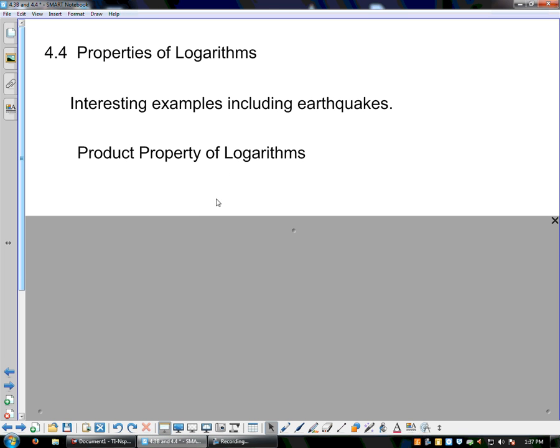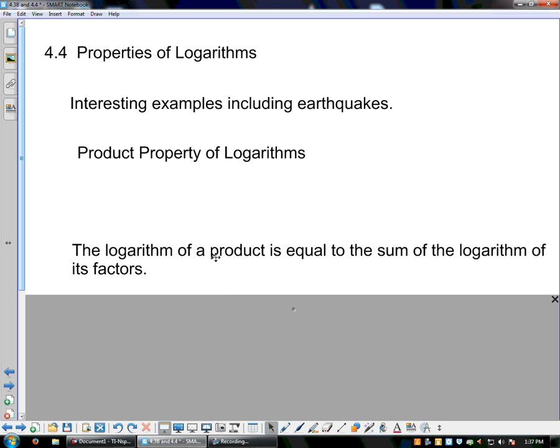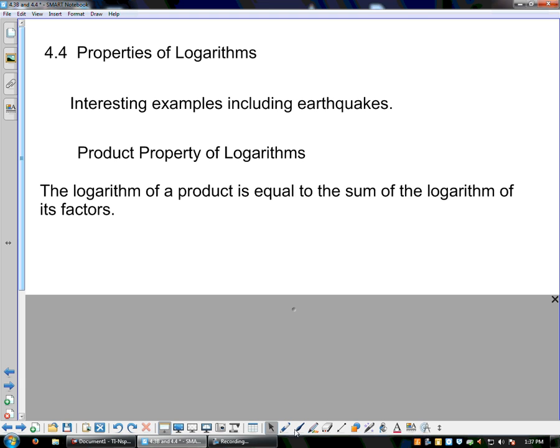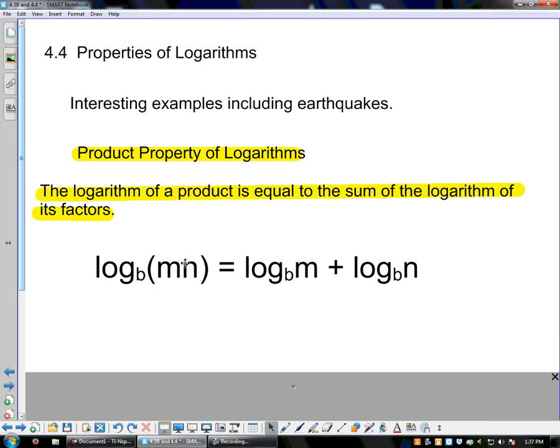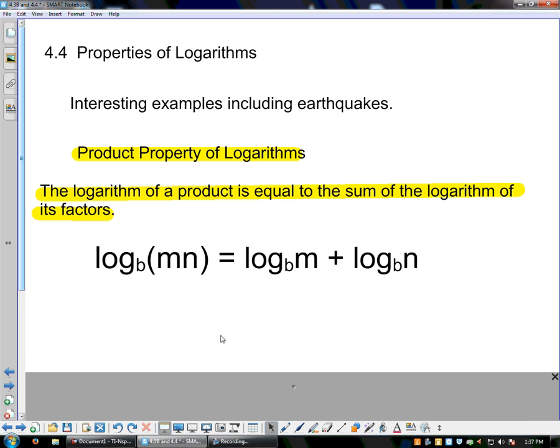So the product property of logarithms, if we were to write it out, would look like this. The logarithm of a product is equal to the sum of the logarithms of its factors. And in symbols, it would look like this: log to the base b of m times n is equal to log to the base b of m plus log to the base b of n.